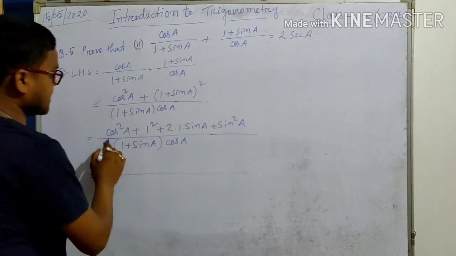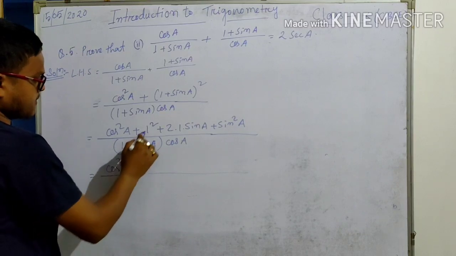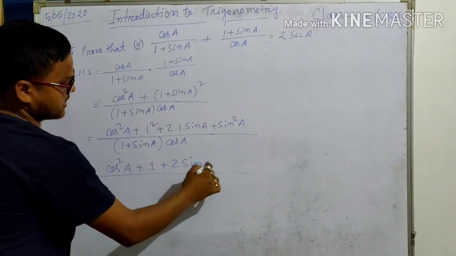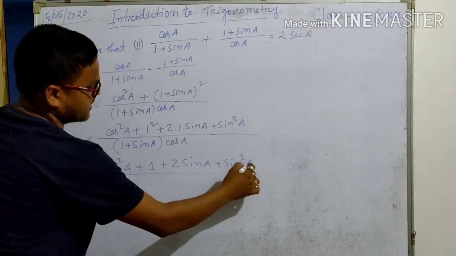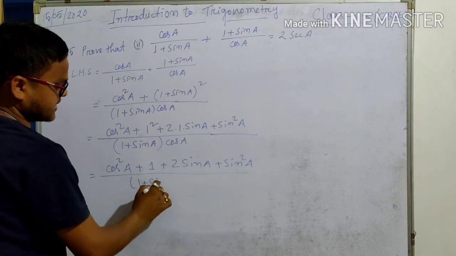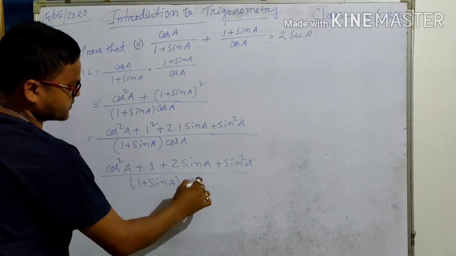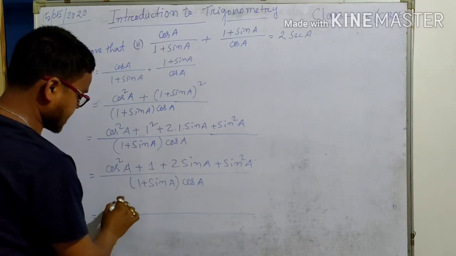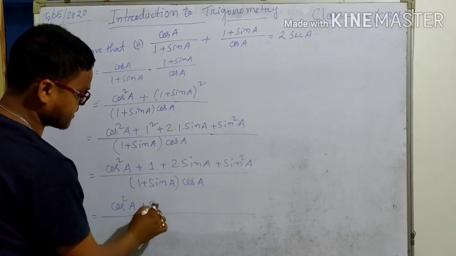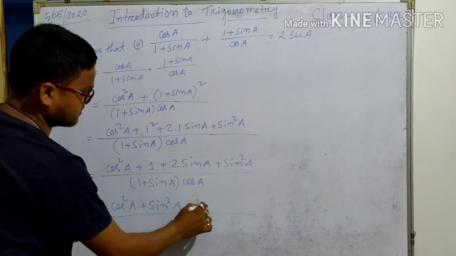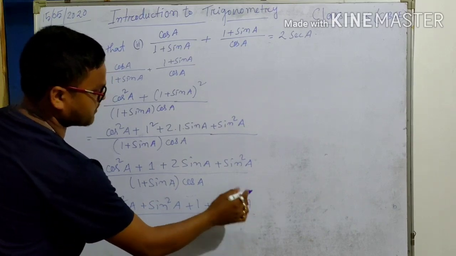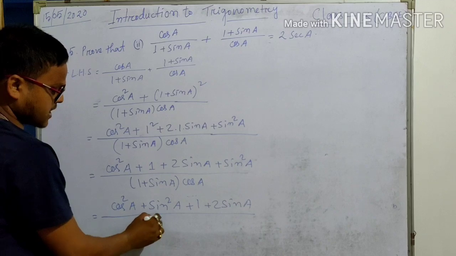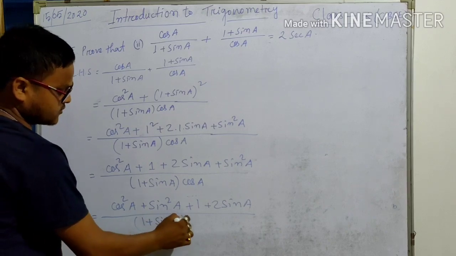Okay. Now cos square a, and 1 square means you will get 1, and here you will get 2 sin a, and finally the last one you will get sin square a, divided by 1 plus sin a into cos a. Okay. Now you see, you write cos square a and this sin square a together, and plus 1 plus 2 sin a. Just rearrange the terms. Sin square a you write nearest to cos square a. So in the denominator part this is 1 plus sin a into cos a.